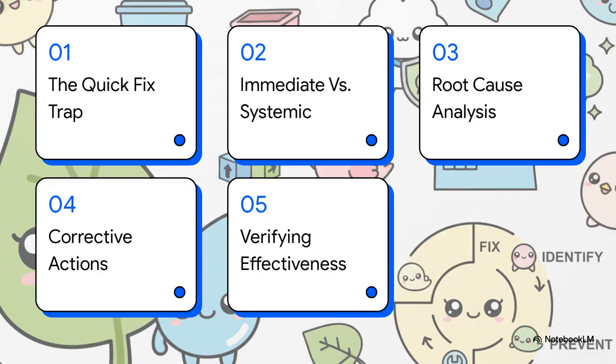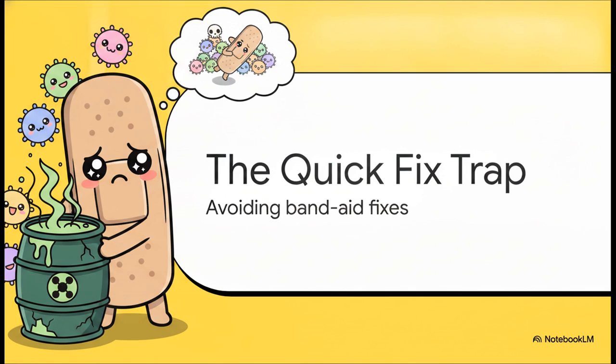To get you there, we'll be walking through a few key things today. We'll start with the quick fix trap, then compare immediate versus systemic causes, break down structured root cause analysis, figure out how to implement real corrective actions, and finally, verify their long-term effectiveness. All right, kicking things off with part 1, the quick fix trap.